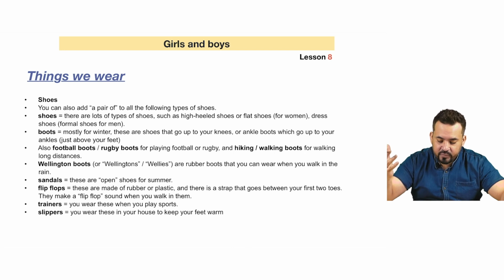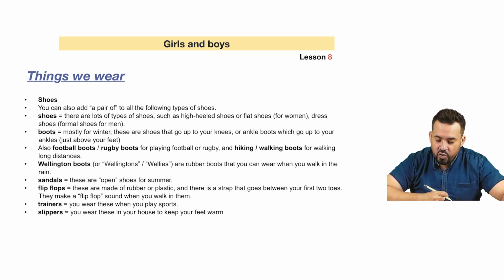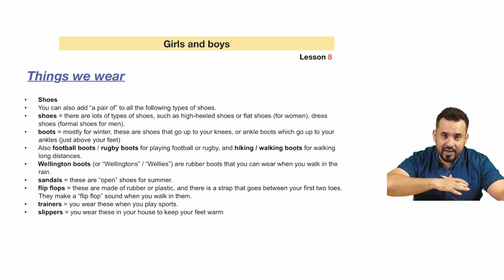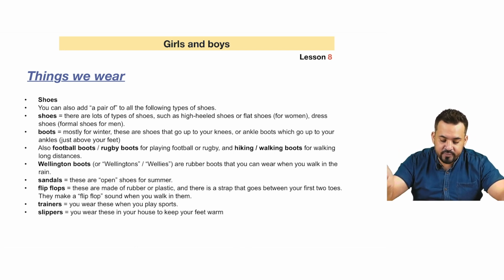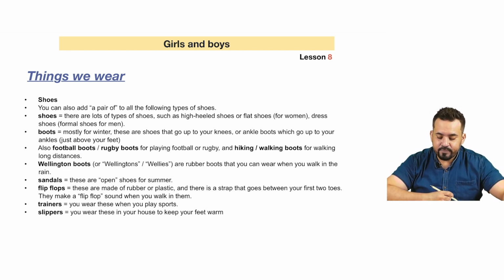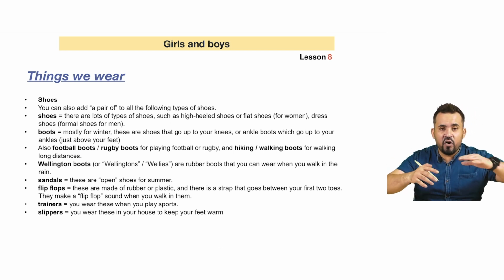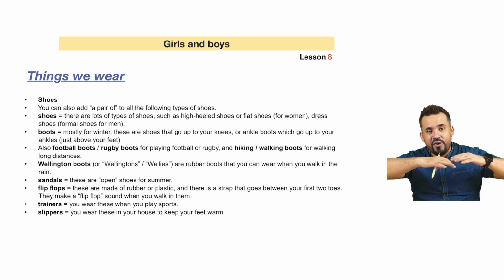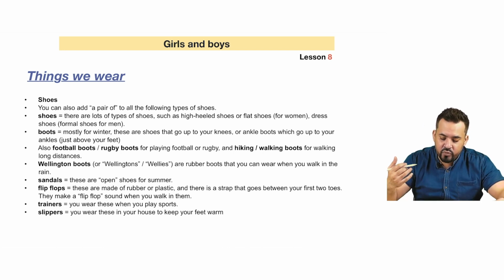Types of shoes. There are high heels. Those are for women, they're the thin high heels. Or you have flat shoes. They're flat. They have no heel. You have boots. Boots are longer shoes with a longer neck. They could go up to your knees, but not necessarily. They can be anywhere between your ankle and your knees. And then you have football boots, rugby boots, hiking boots.